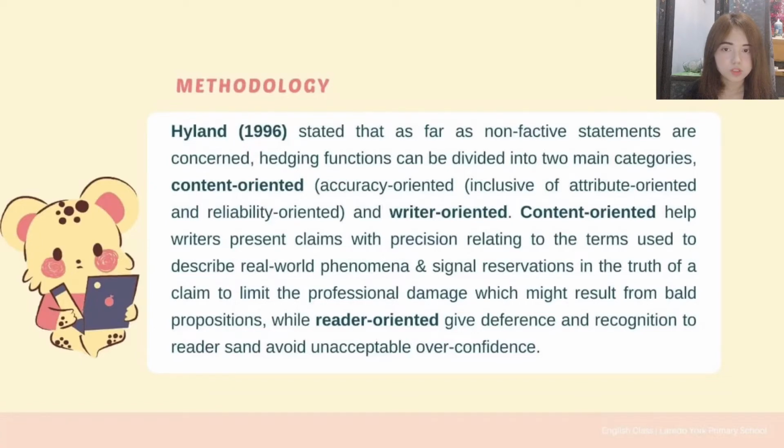Now we'll go to the methodology. Hyland stated that as far as non-factive statements are concerned, hedging functions can be divided into 2 main categories, which are content-oriented, that includes accuracy-oriented and attribute-oriented, and writer-oriented. Now first, content-oriented hedges help writers present claims with precision relating to the terms used to describe real-world phenomena and signal reservations in the truth of a claim to limit the professional damage which might result from bold propositions. While on the other hand, reader-oriented hedges give deference and recognition to the reader to avoid unacceptable overconfidence.